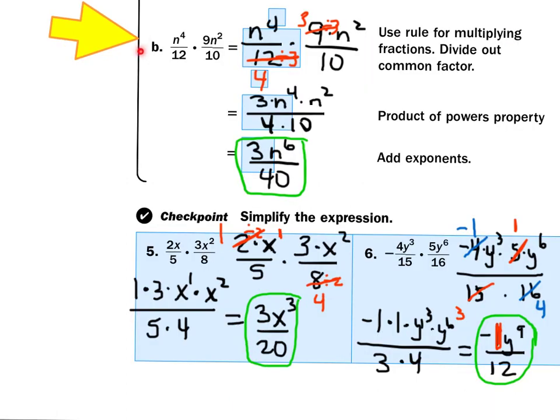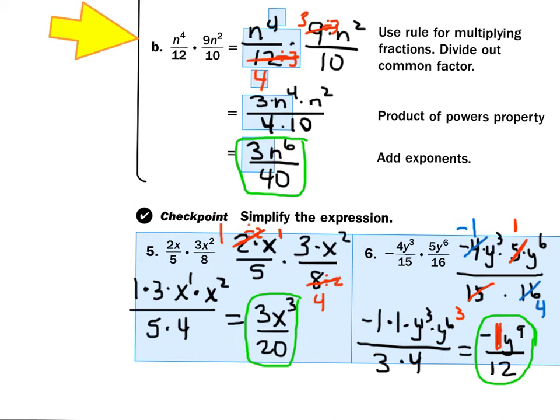All right, take a look at example B. n to the 4th power over 12 times 9n squared over 10. So I just wrote it over here, and now I start to look for common factors. Look at the 12 and the 9. I see that they can be reduced by 3. So 9 divided by 3 leaves me with 3. 12 divided by 3 leaves me with 4.